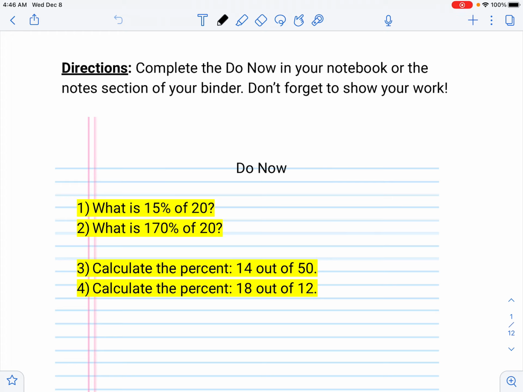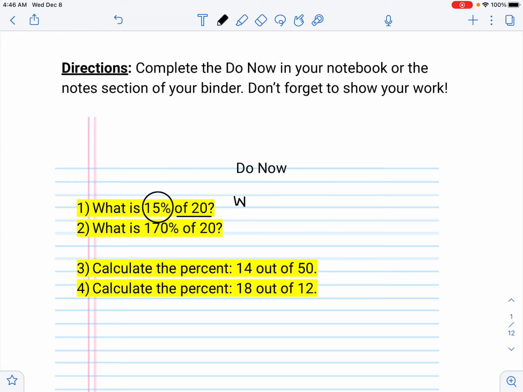You should have tried the Do Now on your own. I'm going to demonstrate one of each problem type. What is 15% of 20? I know that when I know the whole is 20, and I know the percent, 15, I can calculate the part in the following way.